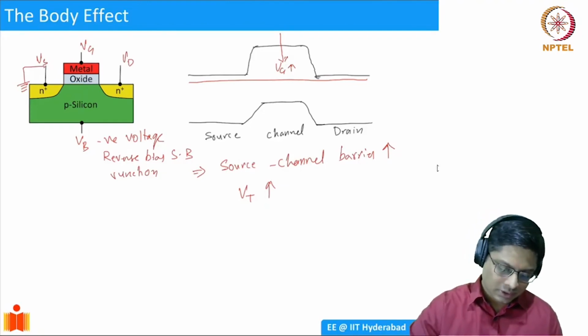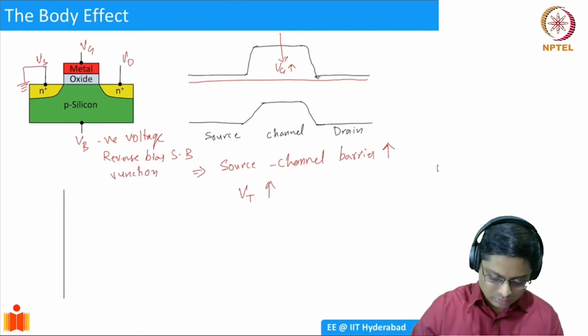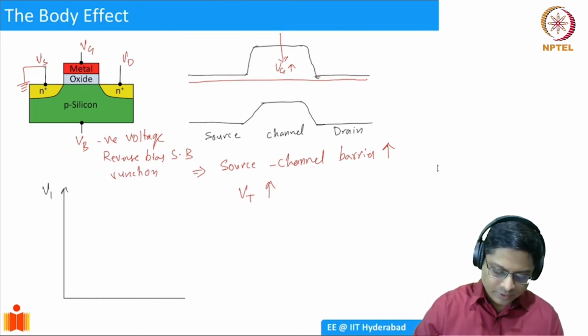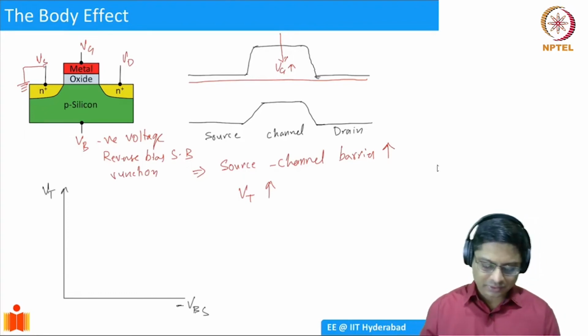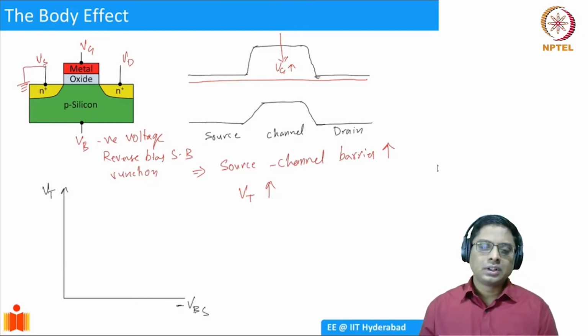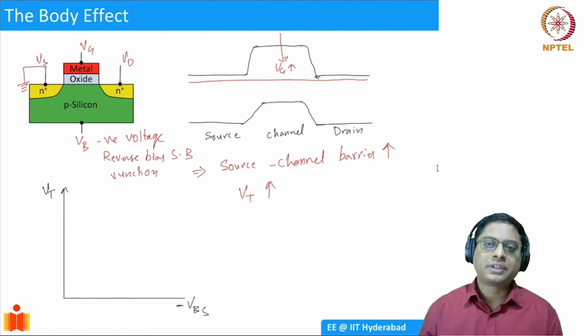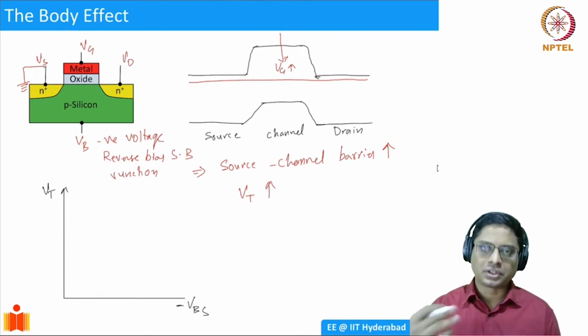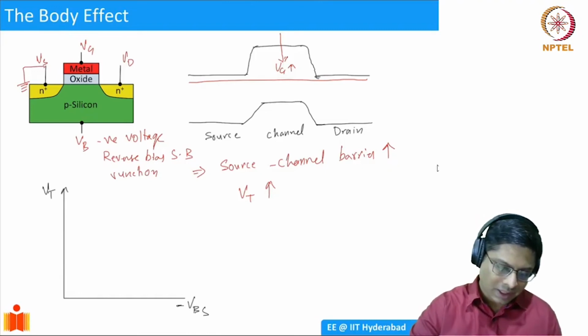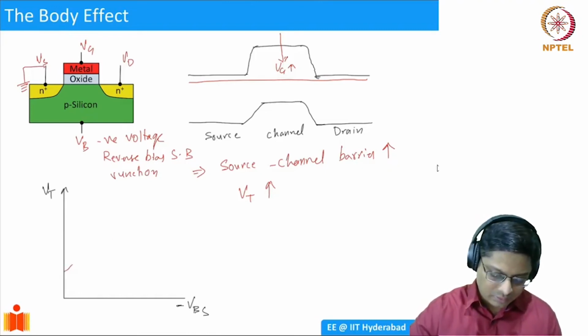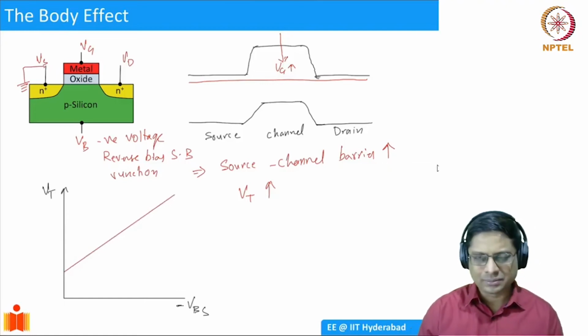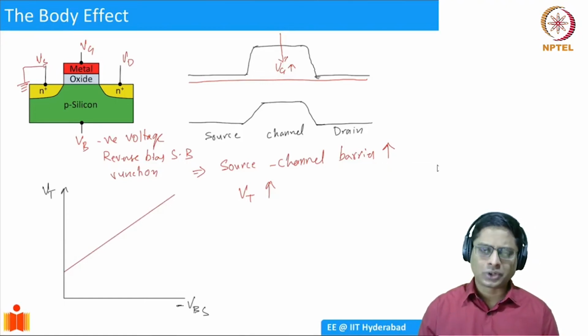Okay, so if you look at the VT versus, I'll say, minus VBS I'll plot. Okay, negative of VBS I'm plotting. So as I increase more and more negative voltage into the bulk, it becomes that much harder for the gate to turn on. Okay, so VT increases. So you'll have a curve which looks like this. Typically, it need not be exactly a straight line, but more or less.